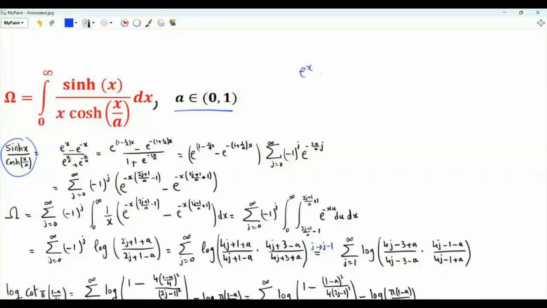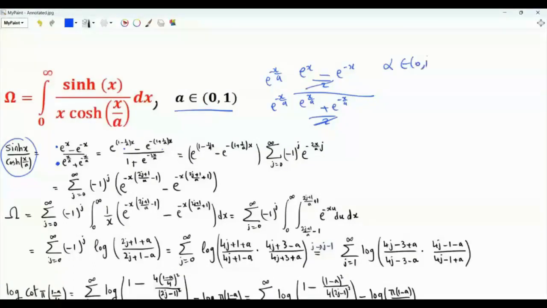The hyperbolic sine of x is (e^x minus e^(-x)) over 2. The hyperbolic cosine of x over a is (e^(x/a) plus e^(-x/a)) divided by 2. Multiply the numerator and denominator by e^(-x/a). Downstairs, we get 1 plus e^(-2x/a). Upstairs, we get the difference between these two exponentials.